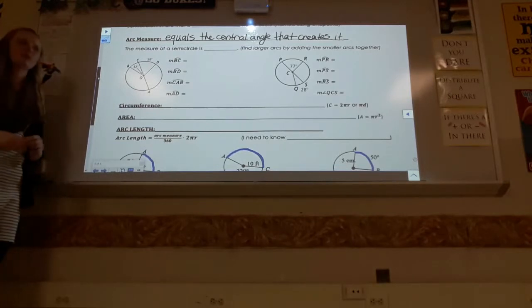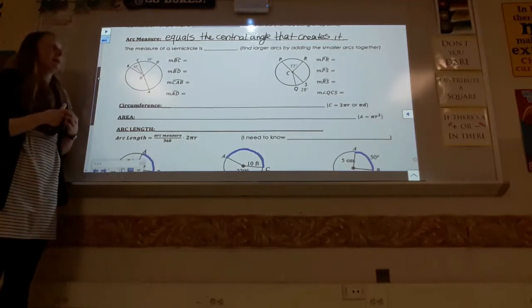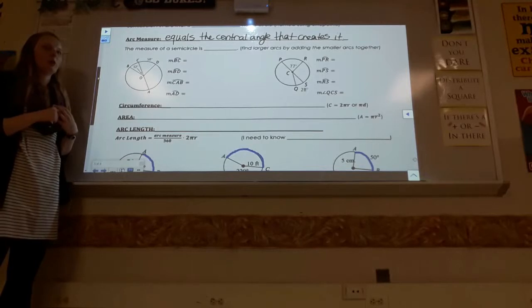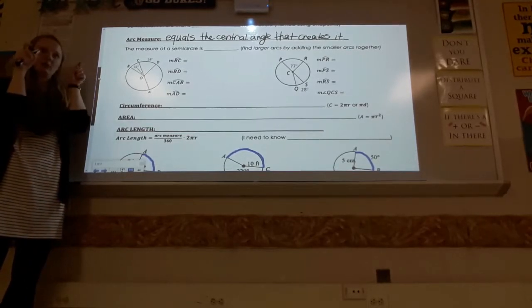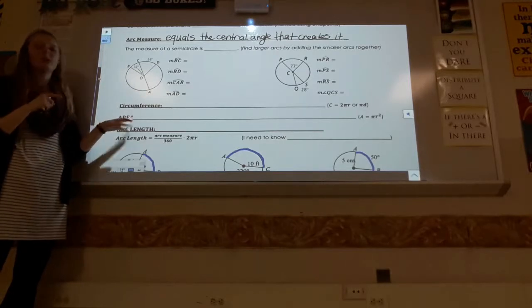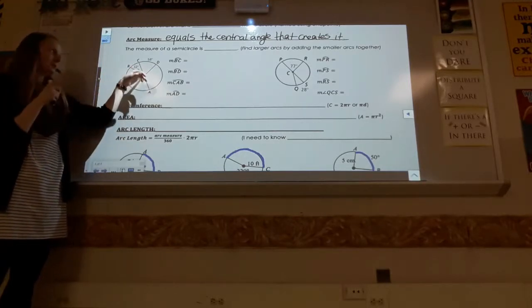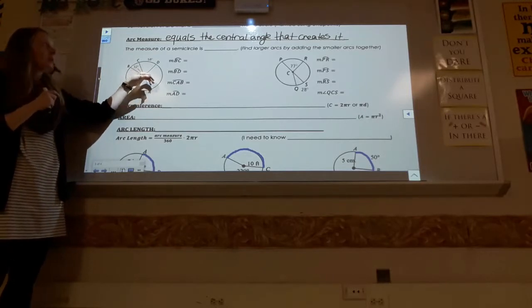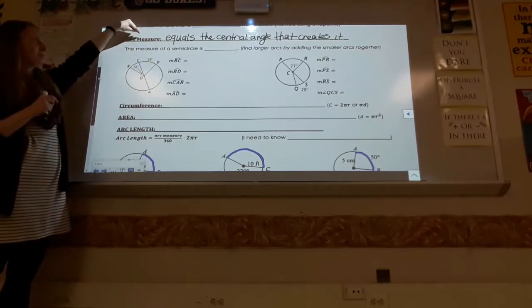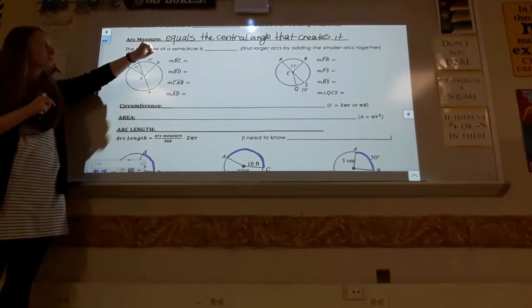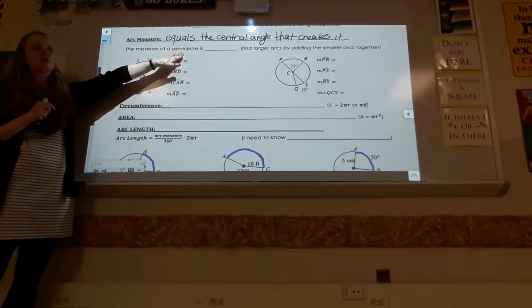Okay, so if I ask you for arc measure, I'm asking you essentially to find the angle measure, right? Because an arc is bent, we can't really find... we'll talk about its length in a little bit. But when I ask you for its measure, because it's bent, you have to use the angle to help you. So all you need to remember is that if they ask you for the arc, you use the angle, right?